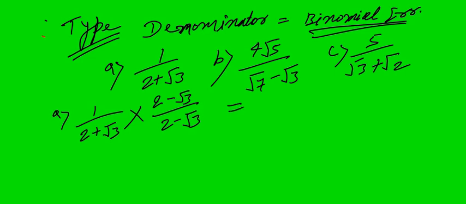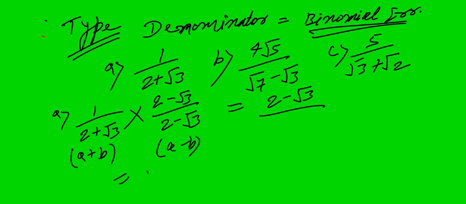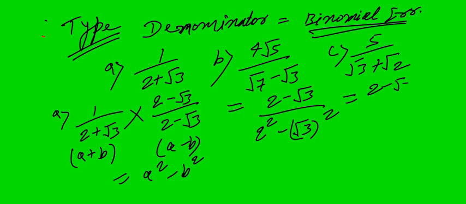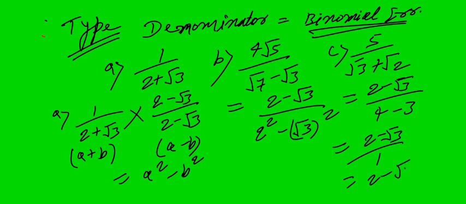So in the denominator, with 1 we will multiply, we will get the same. But in this process, this is a plus b and this is a minus b. I think you all know a square minus b square is equal to a plus b into a minus b. So what will we write? We will write 2 square minus root 3 square. So finally what will go? 2 minus root 3 upon 4 minus 3. So 2 minus root 3 upon 1, that is 2 minus root 3.